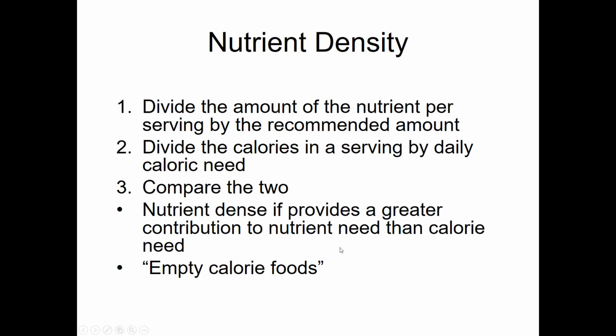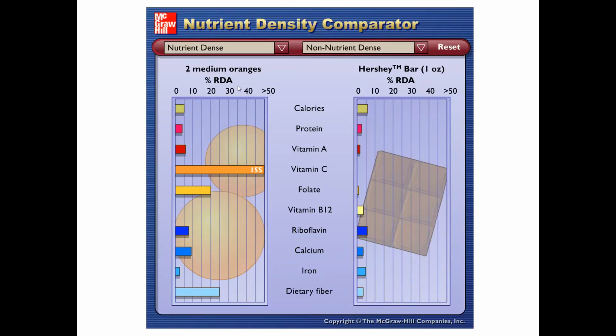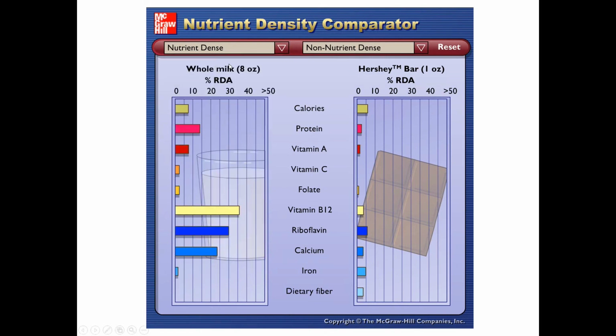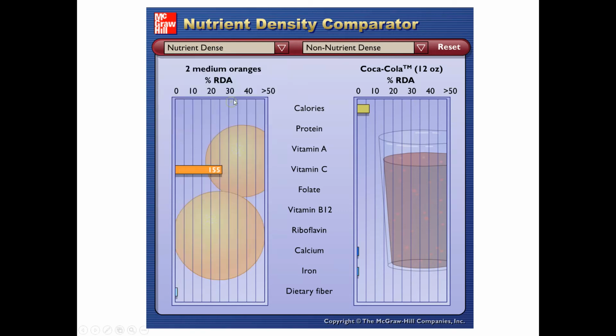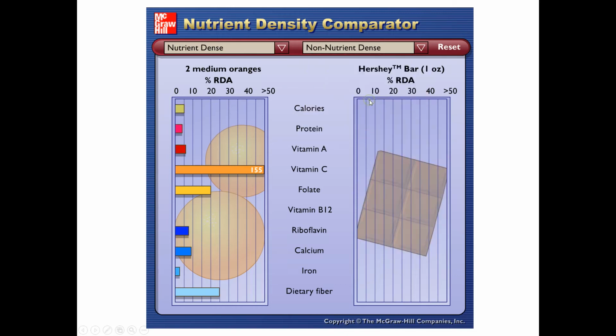Let's do some comparison. A whole glass of milk has several macro and micronutrients represented as percent RDA here, and a glass of Coke has calories but almost 0% RDA in any nutrient. Whole milk is the nutrient-dense option. The same goes for 2 nutrient-dense oranges versus a non-nutrient-dense chocolate bar.